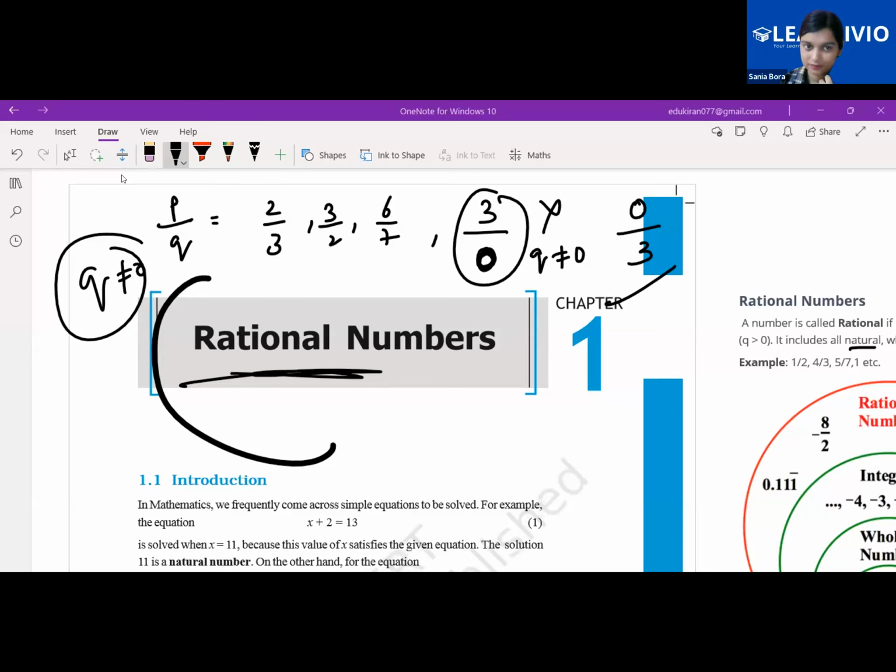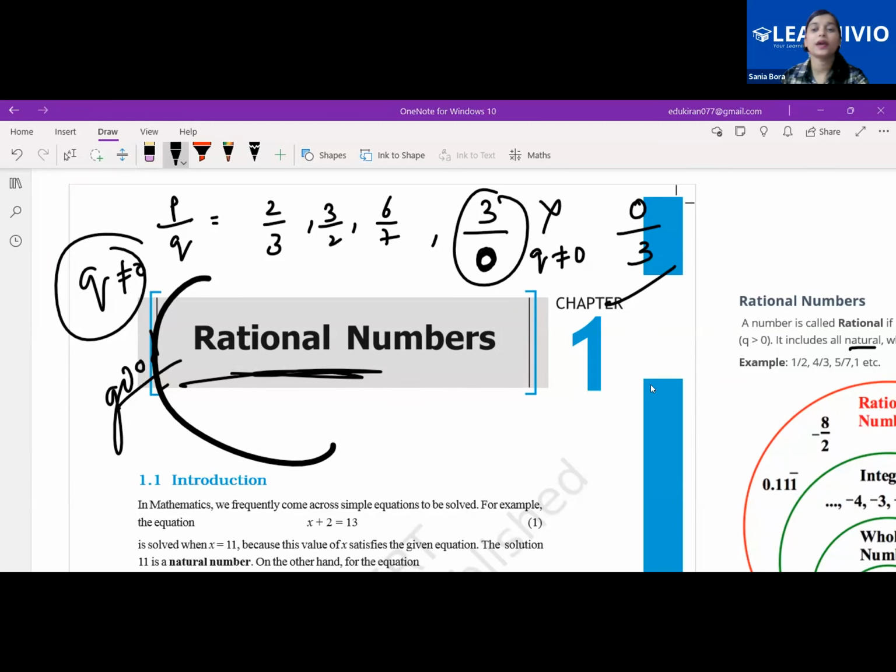Rational is a number that can be represented in p by q form, but q cannot be 0. Yes, very good. So now if anybody will ask you, you are starting with the rational number chapter. So what is a rational number? I think you people can tell.